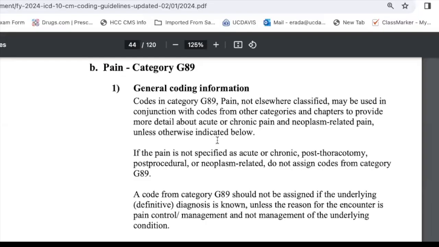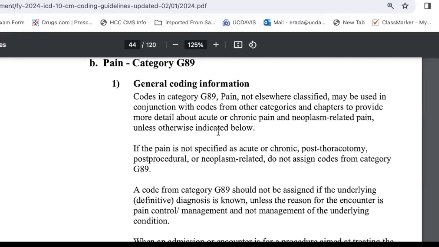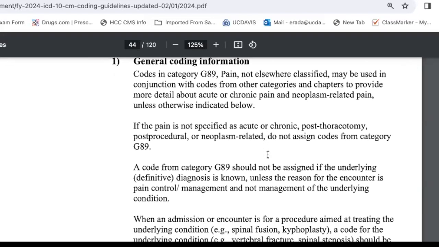This G89 code, every time the provider uses his RX number, you want to make sure that you assign the G89 code, because it provides some kind of legal protection to the provider. When they dispense pain medication, it reflects in the patient's chart that the patient truly needs that pain medication. Okay, so that's the importance of this G89 code.